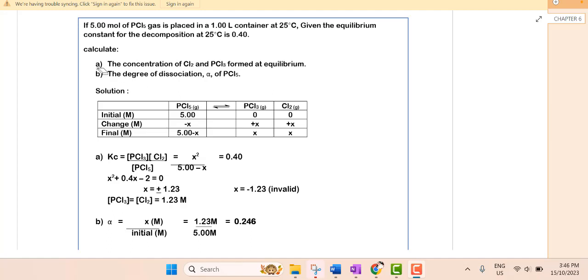So for question A, we already learned in 6.2, so we only look at how to calculate alpha. Alpha is the concentration change divided by the initial concentration. We look at our reactant, which is PCl5. PCl5 is broken down into smaller pieces, so we look at the x value here. We ignore the negative sign. If here is negative 2x, we only take 2x. The concentration here divided by the initial, we will get alpha.